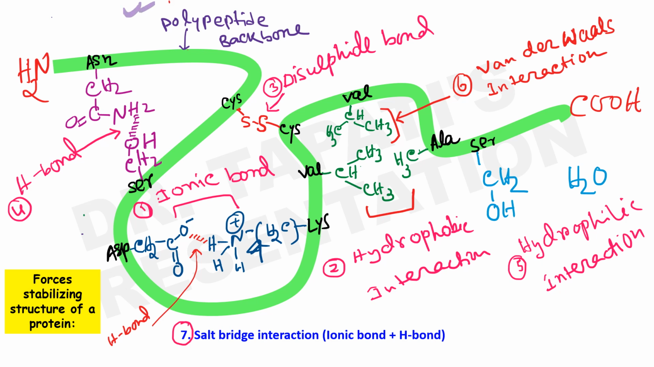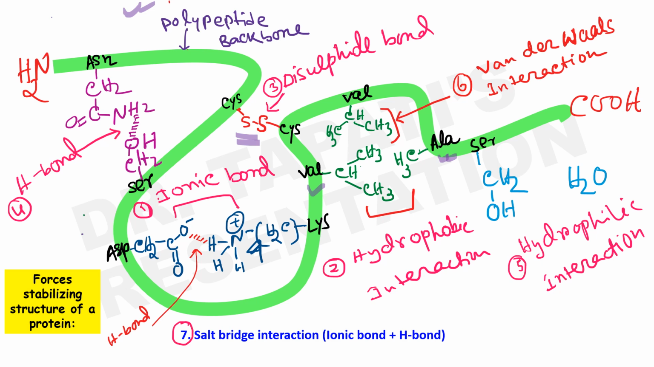Along with the polypeptide backbone, ionic bonds are there. So ionic bond is possible in between positively charged amino acid and negatively charged amino acid. So here aspartic acid is a negatively charged amino acid and lysine is a positively charged amino acid. So in between these two amino acids, ionic bond is possible. Hydrophobic interaction is possible in between aliphatic amino acids. As for example, valine and alanine both are aliphatic amino acids, so they are showing a hydrophobic interaction. Then a disulfide bond is present in between cysteine residues, and this is an intramolecular disulfide bond within a single polypeptide chain.